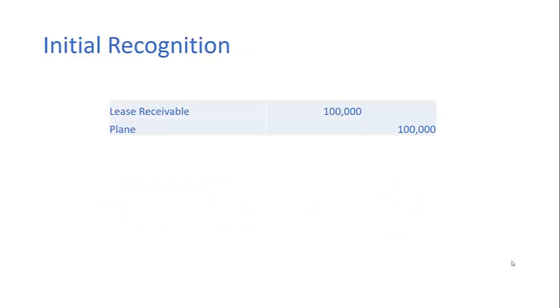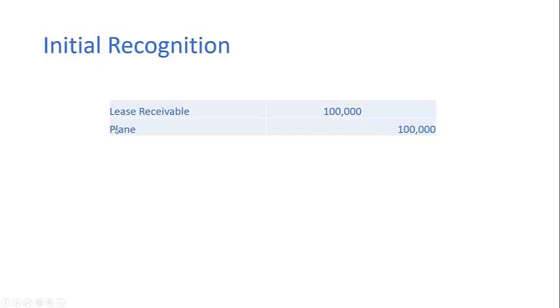What about initial recognition? Well, what we need to appreciate is that because this is a finance lease, the bank has no continuing interest in the asset which is subject to the lease, and so what we need to recognise at inception is the departure of the plane from the financial statements of the lessor, and in its place they recognise a lease receivable. Okay, the bank mightn't have owned the plane, but maybe they made the payment to the plane manufacturer, but it has the same effect.